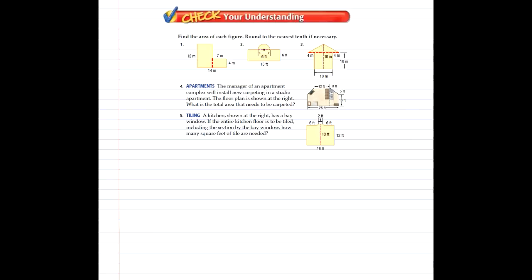Okay, we'll start out with the top 3. The first one is easy because they give us 2 nice, neat little rectangles. We've got length times width for our first rectangle, which is 7 times 4, which gives us an area of 28. Our second rectangle would be 12 by 7.